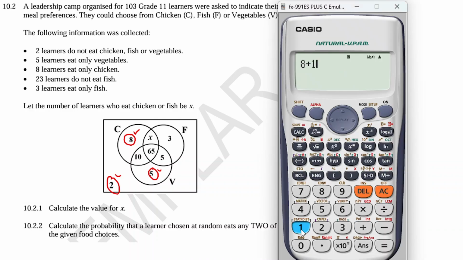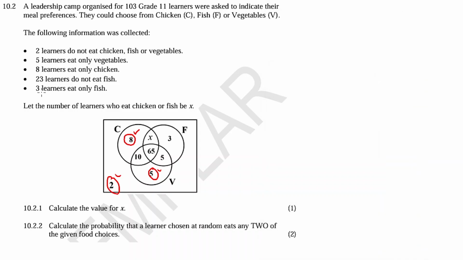8 plus 10 plus 5 plus 2, 25. It's 25, not 23. It's not 23. But anyway, we're gonna continue. Let's just go with the flow. 3 learners eat fish only.